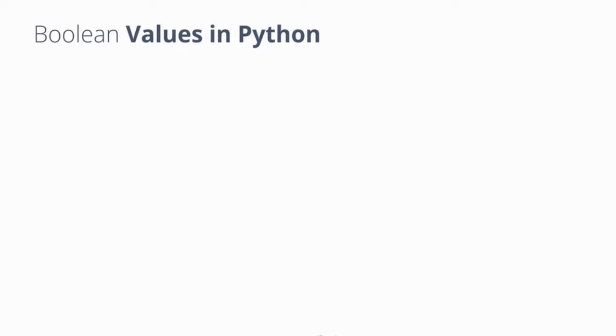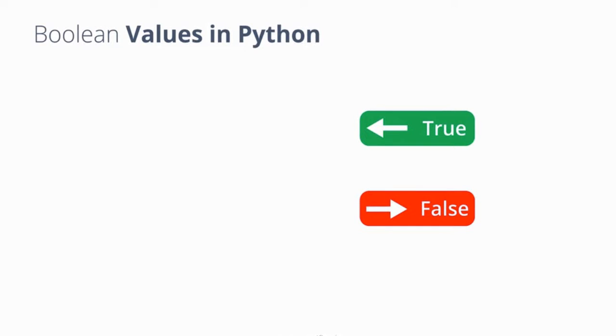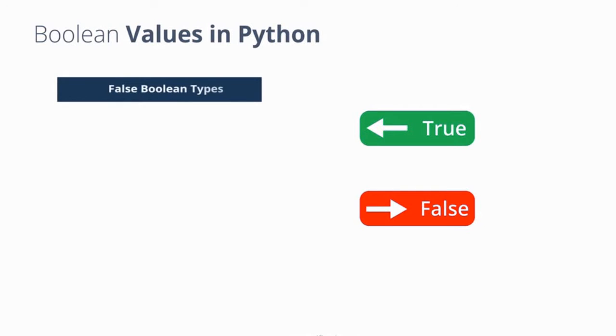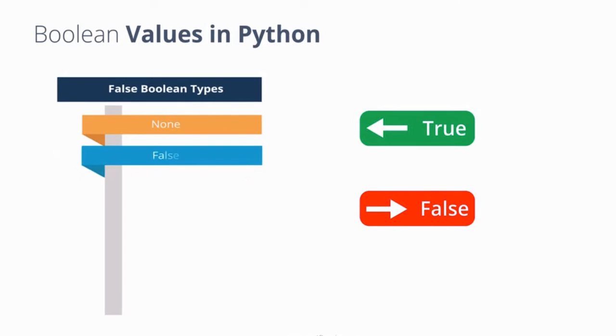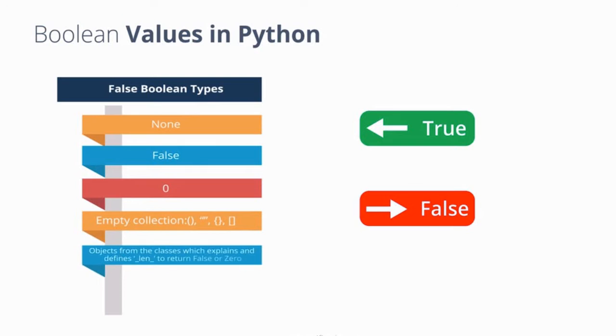A Boolean expression is defined as an expression that returns either true or false. There are many functions in Python which return Boolean values. These are shown on the screen. You can use the not keyword to inverse either of the Boolean expression types.